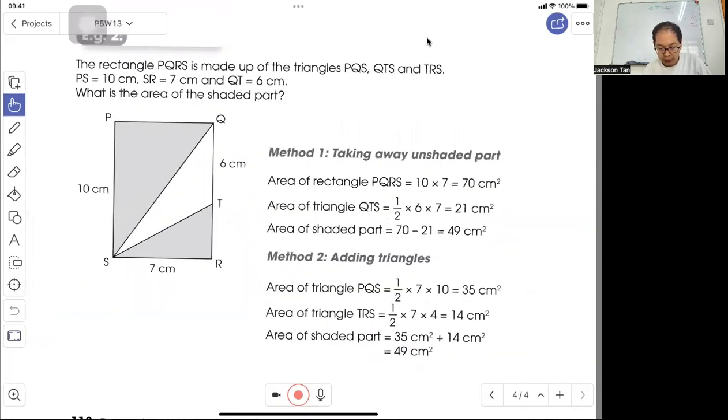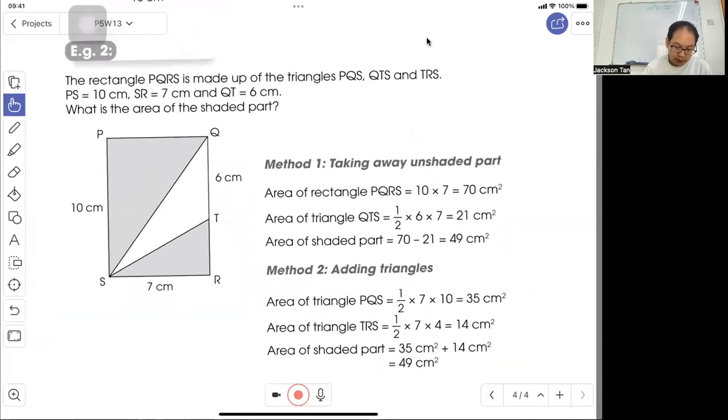Example 2. The rectangle PQRS is made out of the triangles PQS, QTS, and TRS. So PS is 10 cm, SR is 7, QT is 6. What is the area of the shaded part?